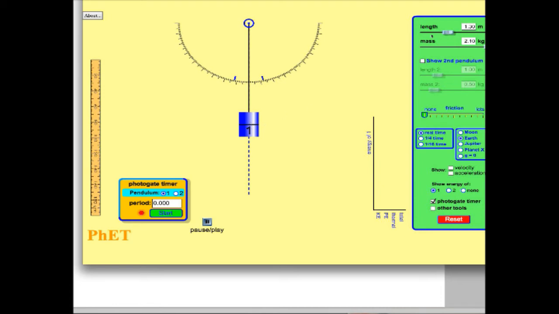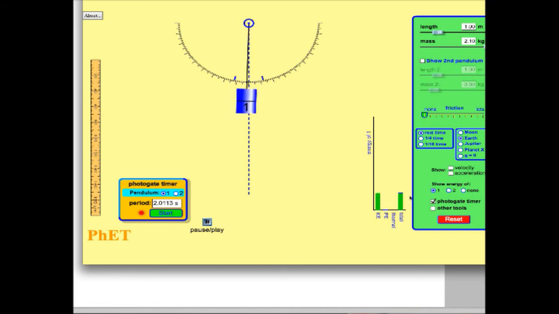So if I dial down the length, if I cut the length in half, so I make my length 1 as opposed to 2, I'll bring it out to the same angle. I think it was 12 degrees before, and then start my period. Well, here we go. My period is now 2.01 as opposed to 2.8. So I cut my length in half, but I didn't necessarily cut my time in half.